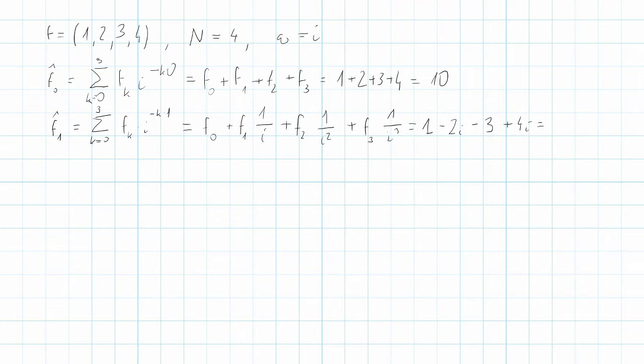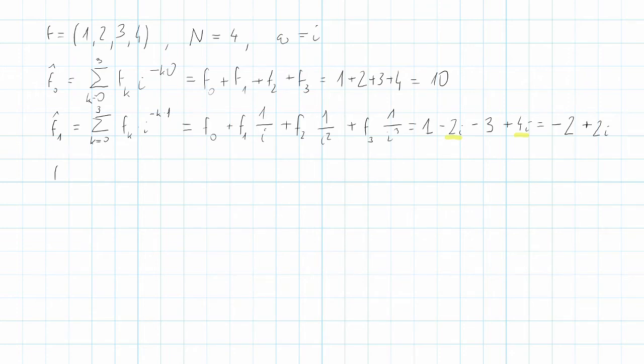So if we now group together the imaginary part and the real parts, we see that we have 1 minus 3, so it's minus 2, and minus 2i plus 4i is 2i, so it's plus 2i. So the second coefficient of the discrete Fourier transform is minus 2 plus 2i.